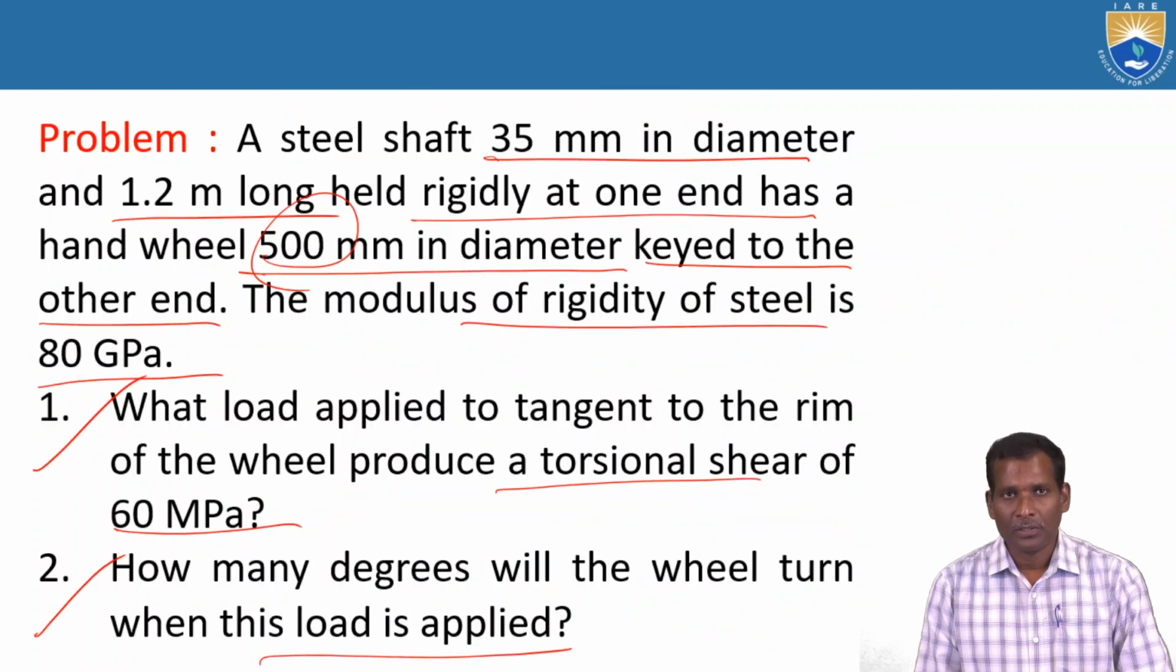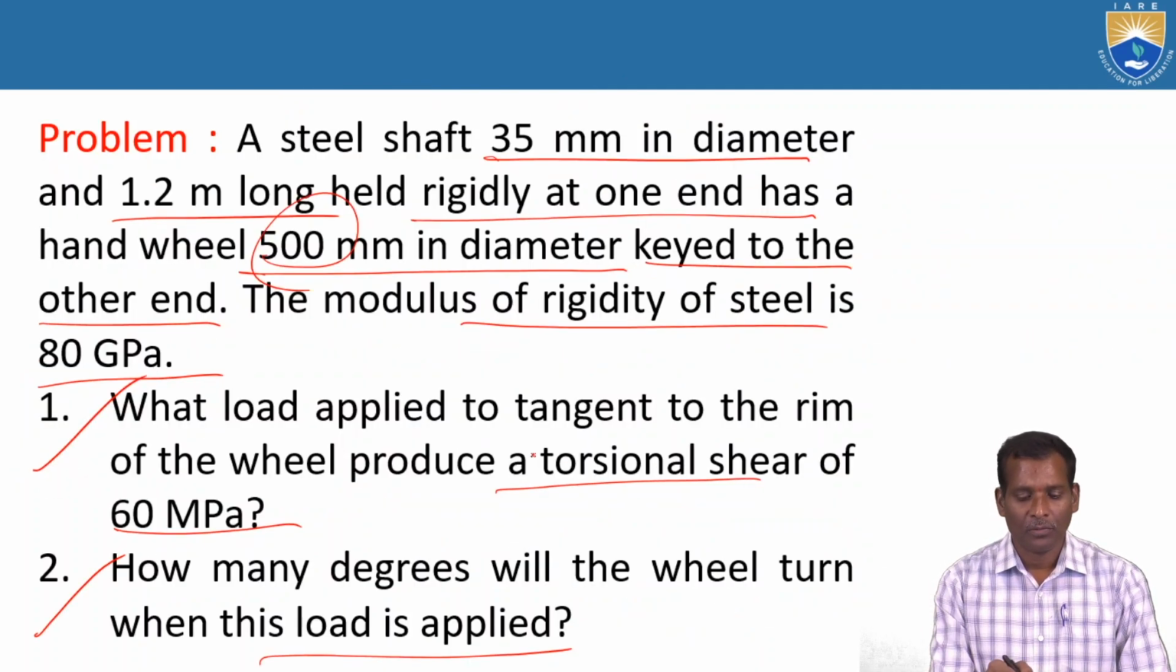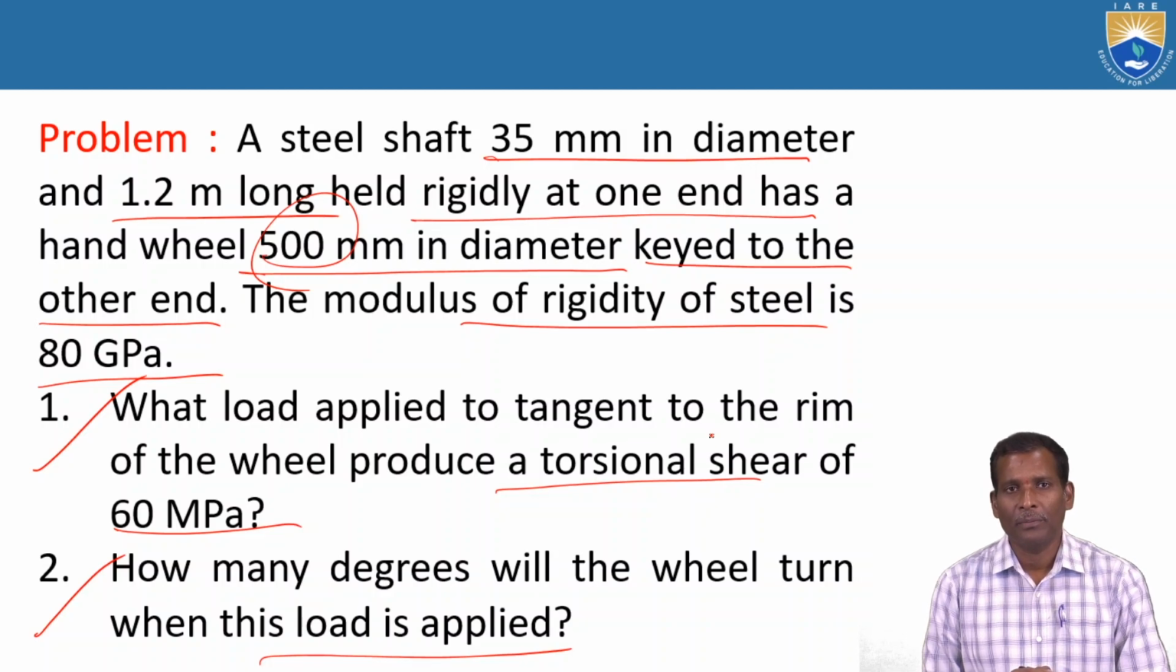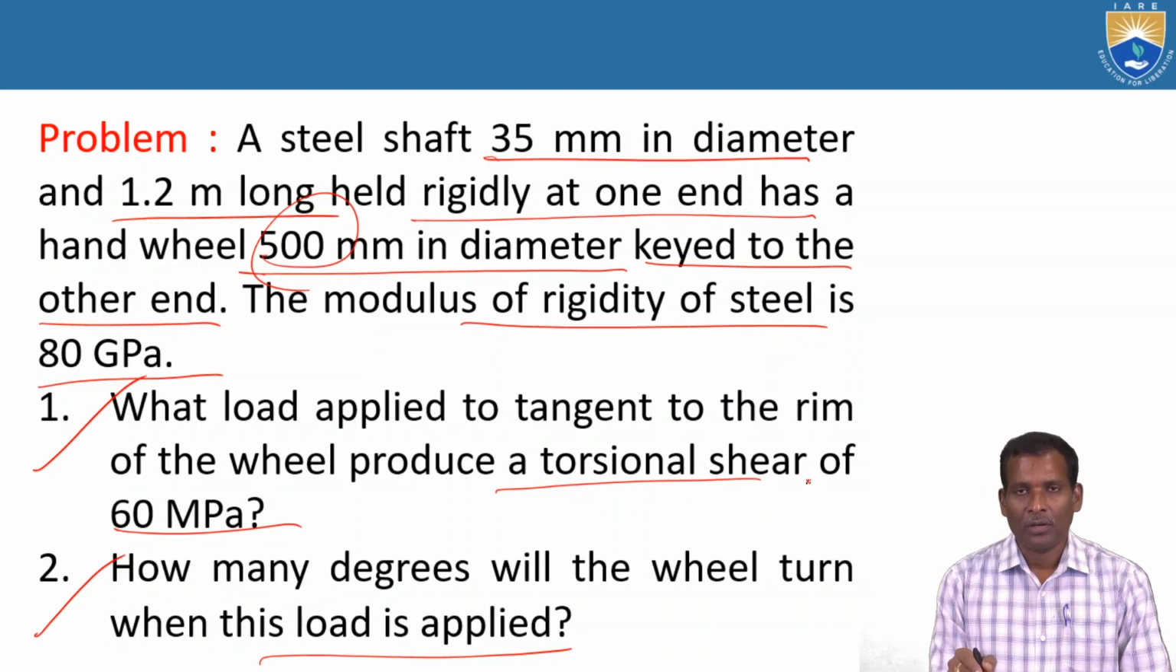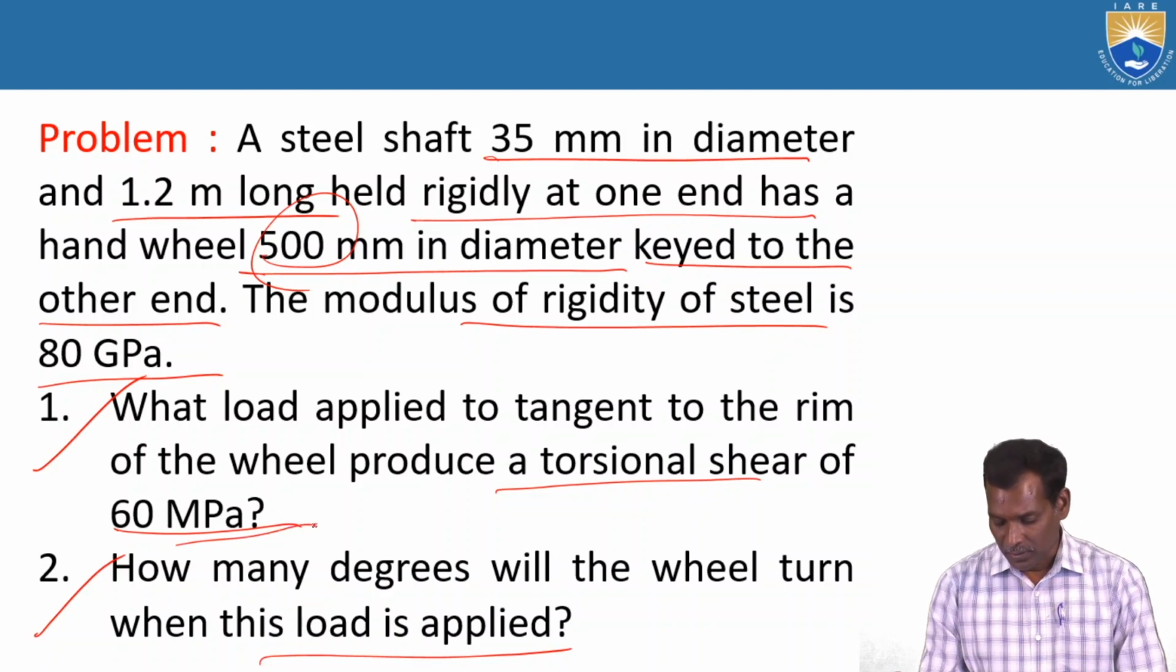The first question that he has asked: the load applied tangent to the rim of the wheel to produce a torsional shear of 60 megapascal. If it is inducing 60 megapascal torsional shear stress, what is the load? So that part is computed.